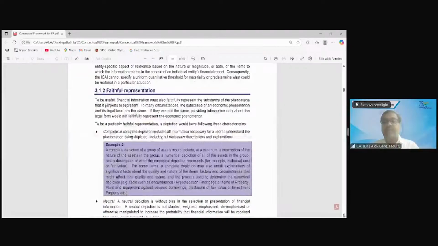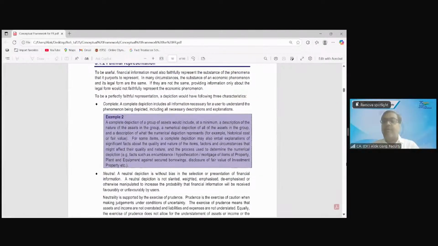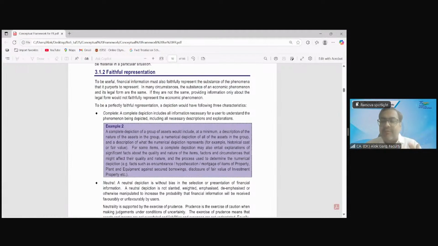What is faithful representation? For presenting information with faithful representation, it has to be complete information. Your 1000 crore of PPE becomes 1500 crores. Is it complete information? No. So how, sir, does information become complete?